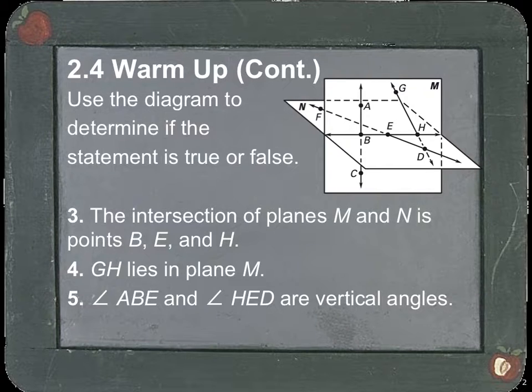All right, so let's move on. This one says use the diagram to determine if the statement is true or false. And this is like I said the other day, where three-dimensional figures get a little tricky when you're looking at them on a two-dimensional page. So we've got a vertical plane, M, and N is slightly horizontal, but at least it's tilted backwards. Remember that the dashed lines mean that if those were solid figures, you would not see that part of plane N. They still exist, you just wouldn't be able to see them. All right, so number 3 says the intersection of planes M and N is points B, E, and H. True or false?